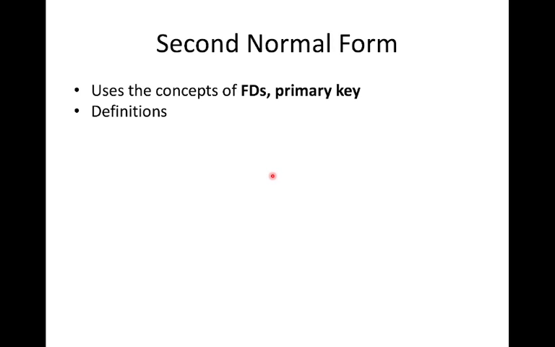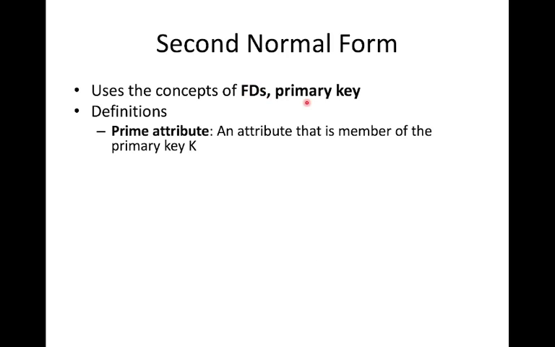Next, what is meant by second normal form? So that is all about first normal form. Second normal form uses the concepts of functional dependency and primary key. So you will see the definition. Before going into the second normal form, we have to define a few things. Prime attribute. What do you mean by prime attribute? A prime attribute is an attribute that is a member of the primary key. Earlier we defined that a prime attribute is a member of any of the candidate keys.